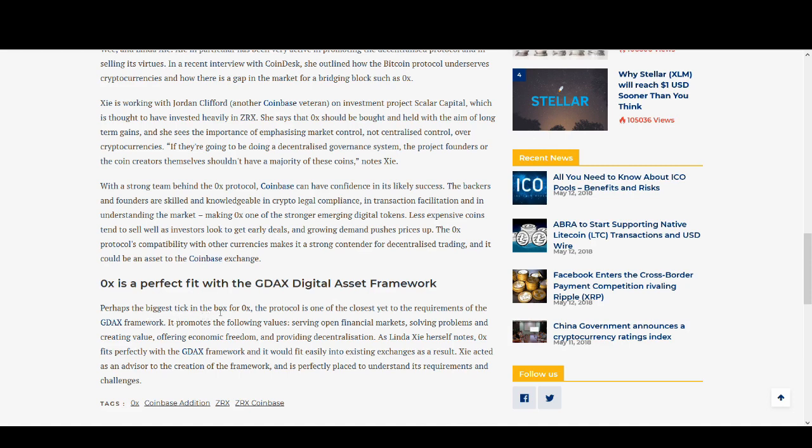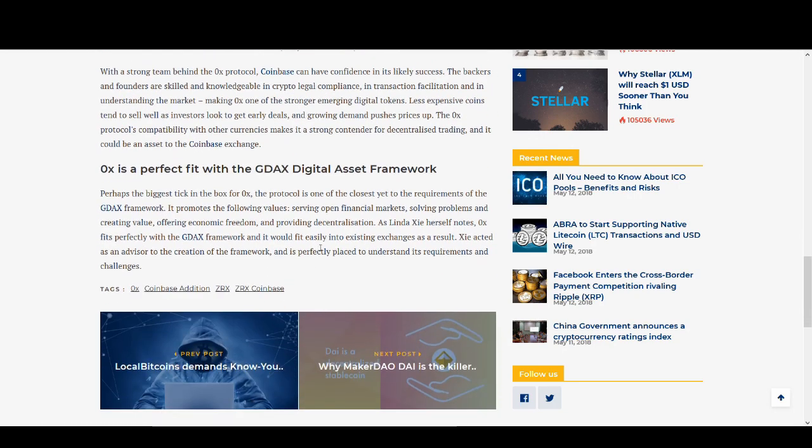Perhaps the biggest tick in the box for 0x, the protocol is one of the closest yet to the requirements of the GDAX framework. It promotes the following values: serving open financial markets, solving problems, creating value, offering economic freedom, and providing decentralization. As the article notes, 0x fits perfectly with the GDAX framework, and it would fit easily into existing exchanges as a result. They acted as an advisor to the creation of the framework and are perfectly placed to understand its requirements and challenges.